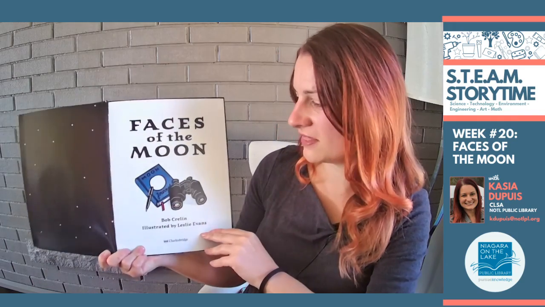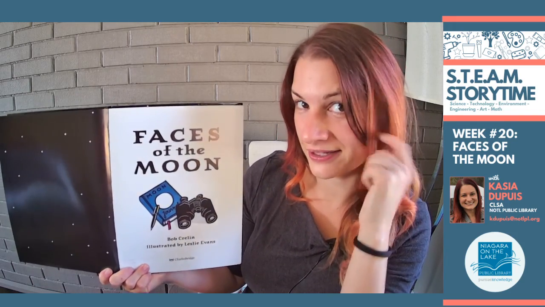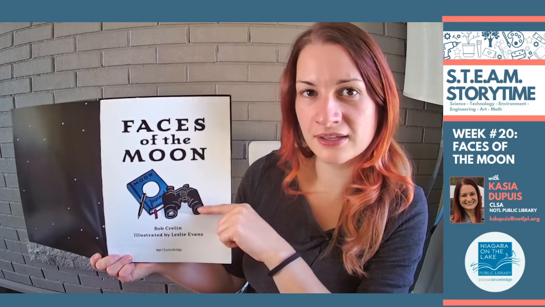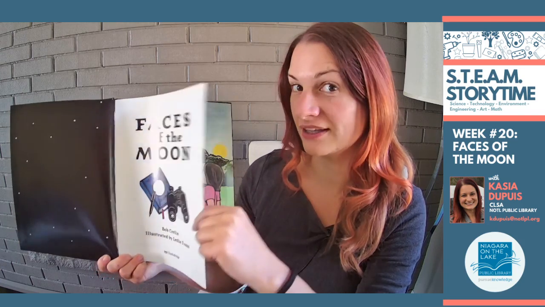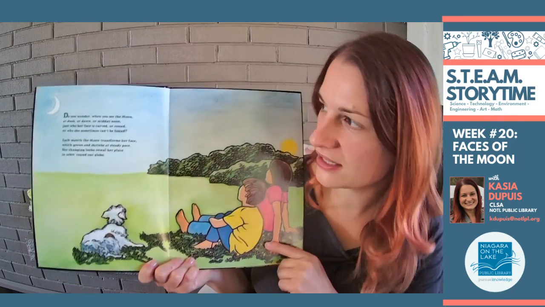So Faces of the Moon. Oh, and that is called a moon journal. We'll talk about that later. Okay? What are those things? Does anybody know? Maybe tell the people in the room with you. What are those things? Binoculars, right? They help us see things far away. Okay, let's get started. Let me just get situated. There we go.